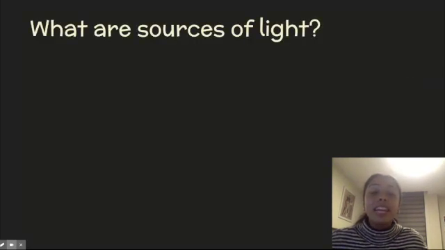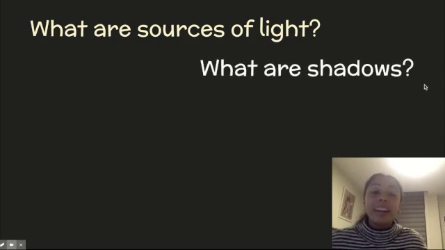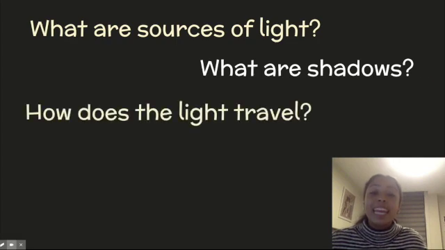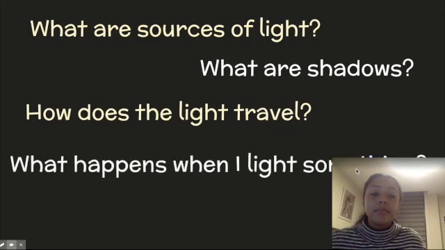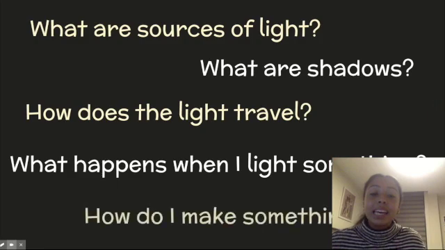We're thinking about what are the sources of light. We're going to find out what are shadows. We're going to think about how does light travel. We're going to think about what happens when I light something. And we're even going to think about how do I make something dark.